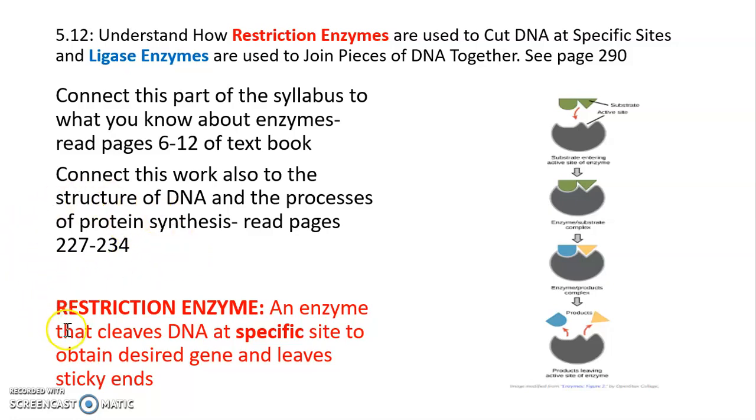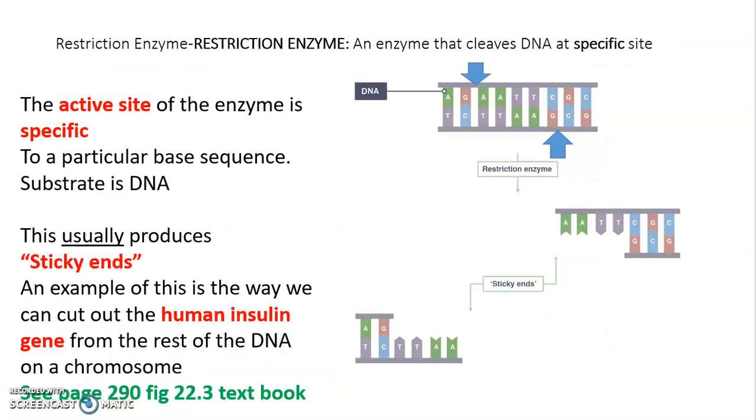So restriction enzyme, first of all, is an enzyme that is involved in cleaving DNA. That means it cuts up DNA at specific sites, and that allows you to cut out and splice out certain genes, and very often that's associated with the production of so-called sticky ends, and sticky ends are unpaired bases, which you can see in this next slide.